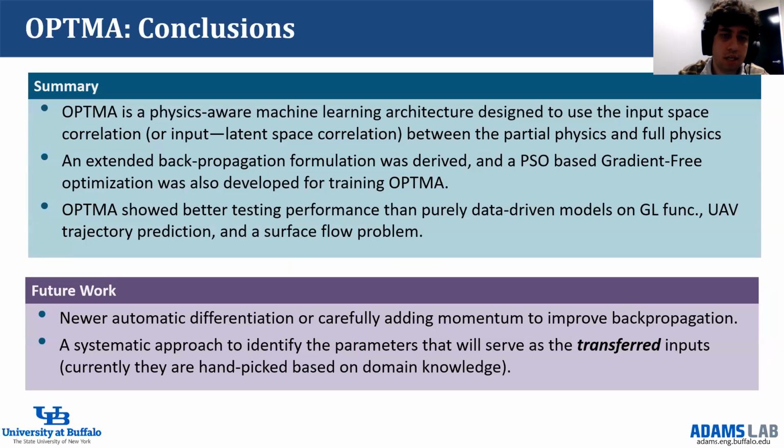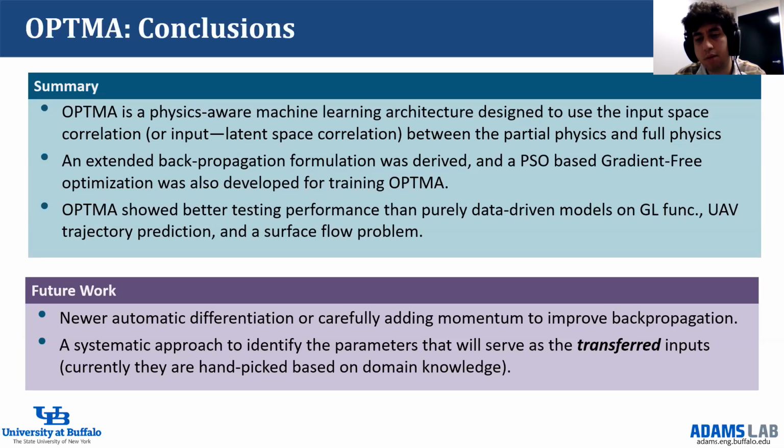So as a conclusion, this was an architecture we designed to map the input space from the partial physics to the full physics, or to the latent space in the full physics, when the variables are different. And we derived the backpropagation and also PSO gradient-free optimization. And also we tested on different problems, including the UAV prediction and the surface flow problem that I explained for the riblet design problem.